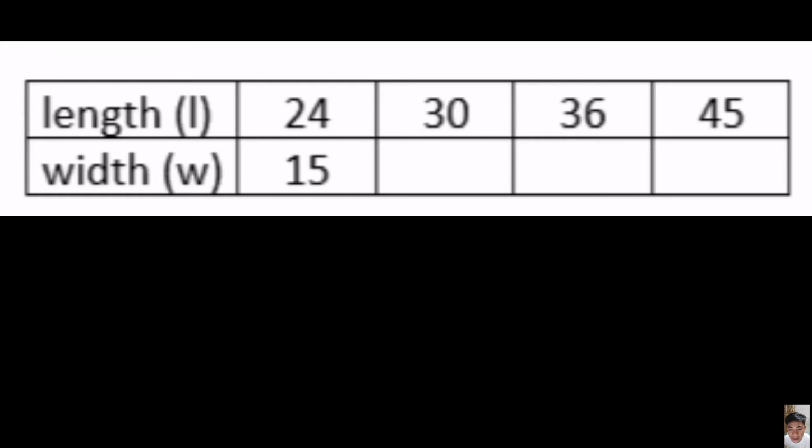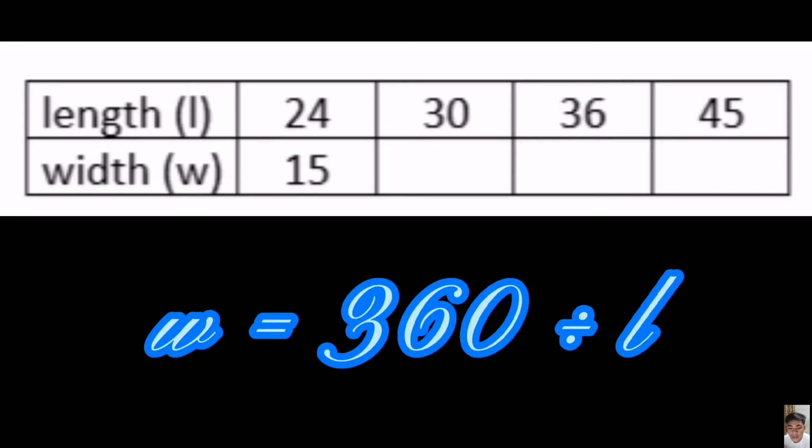Now, how about if the length is 30 meters? To get the corresponding width, we simply divide 360 by 30, so we get 12. Same thing we do for the rest. So for 36, we have 10 as the width, and for 45, we have 8 meters. So you see, based on this table, as the length increases, the width decreases.